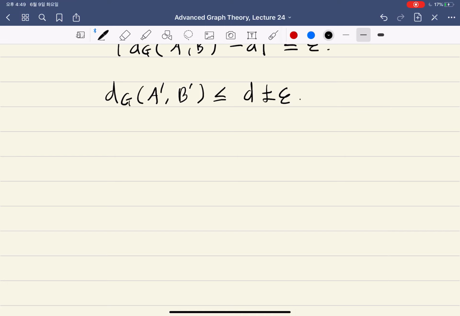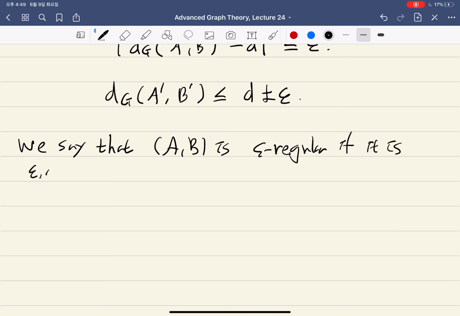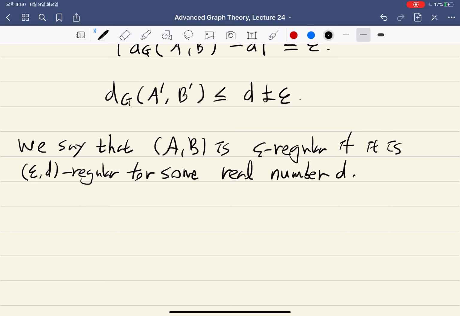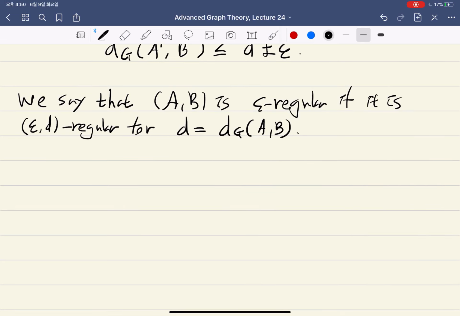So we say that AB is epsilon regular if it is epsilon D regular for some real number D. Okay, let's define it this way. This is equivalent, but we say it is epsilon regular if it is epsilon D regular for D being the density between A and B.